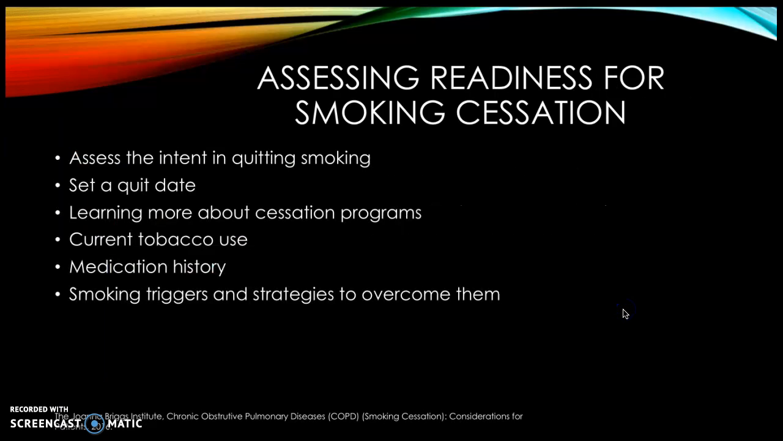One article from the Joanna Briggs Institute notes that each patient who wants to quit smoking needs to be assessed. Assessing the patient consists of assessing the intent to quit smoking, setting a quit date, learning more about cessation programs, current tobacco use, medication history, and smoking triggers and strategies that need to be overcome.